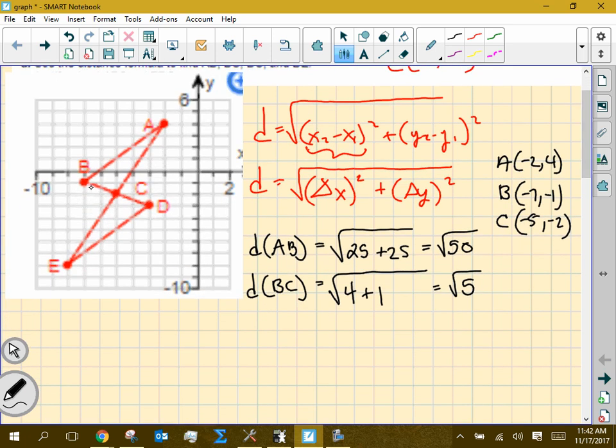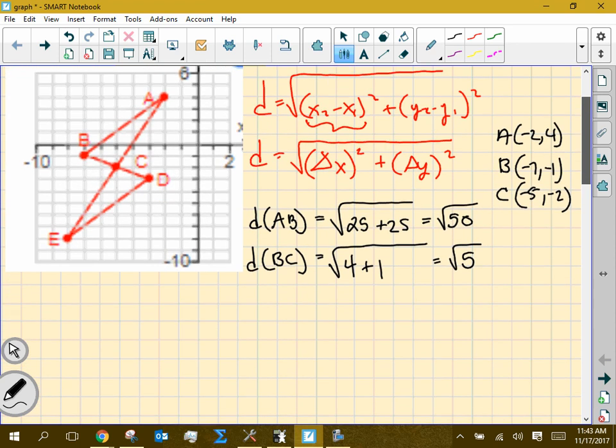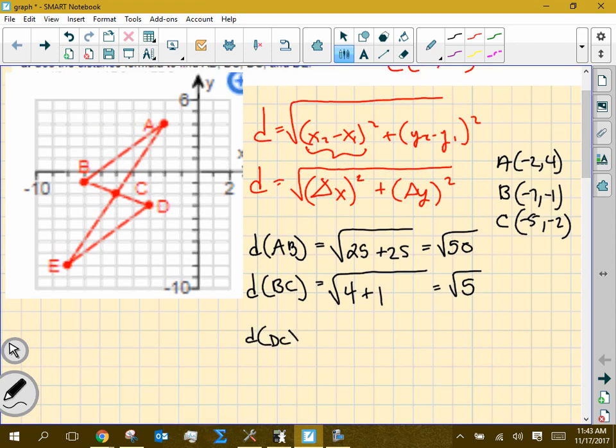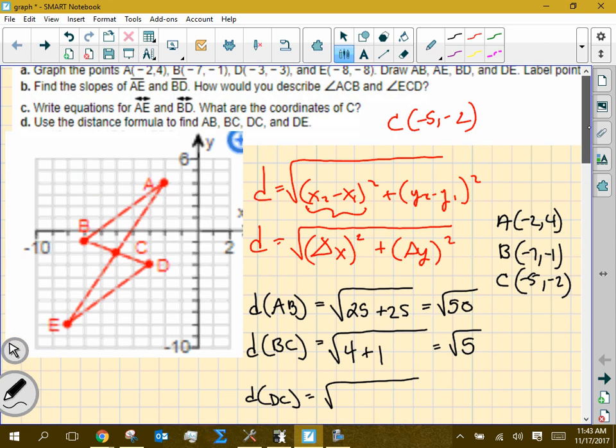And hopefully that makes some sense to us. If we look over here at this distance, B to C, pretty small, right? Radical 4 would be 2. So if we compare that distance there to that one, because this one's got a slope, it's going to be a little bit longer than this one, right? And radical 5 is a little bit longer than 2. So that makes sense. Next one is DC. So point D is at -3, -3.